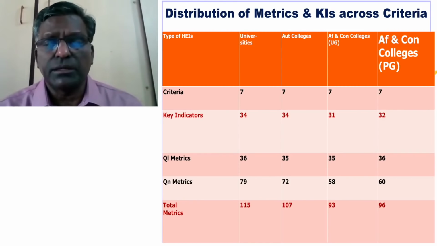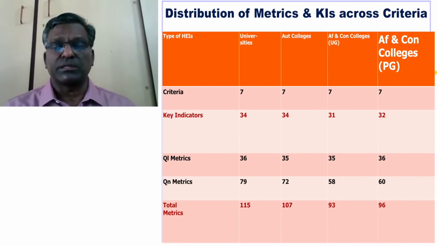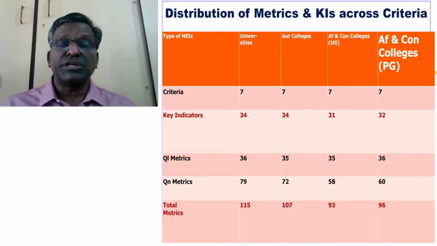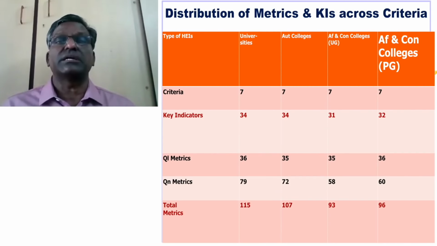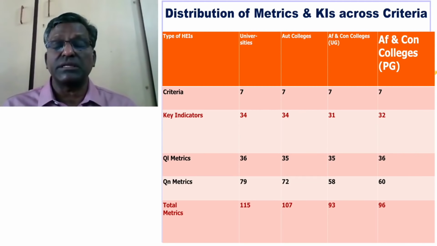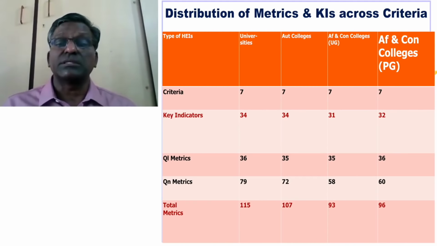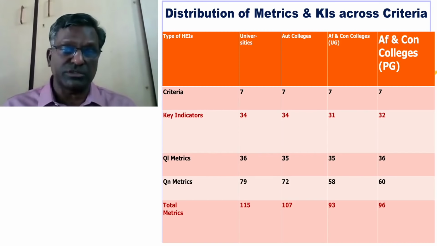Now, please take a look at this slide. This slide is very important because, as I said earlier in my opening remarks, there are 3 key concepts with reference to NAAC assessment and accreditation. Okay, so please look at the first column, the first row. It talks about criteria. So there are 7 criteria. And what are the 7 criteria? My previous 2 slides have talked about the 7 criteria. So the 7 criteria, they are the basis, they are the foundation.